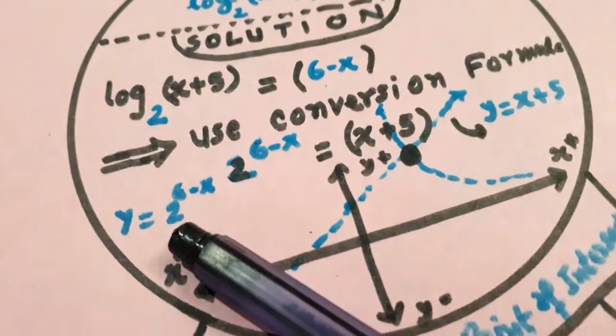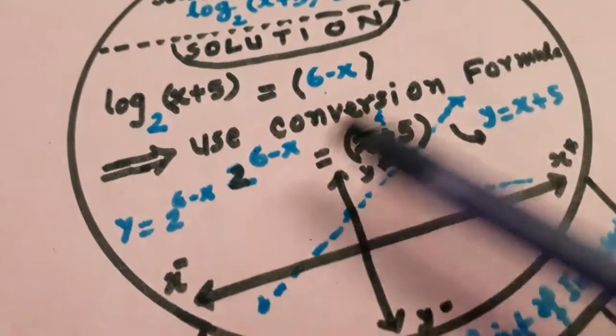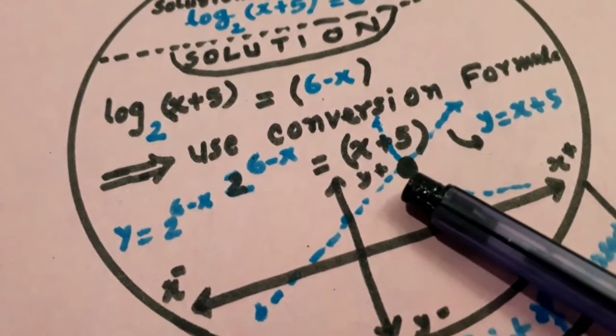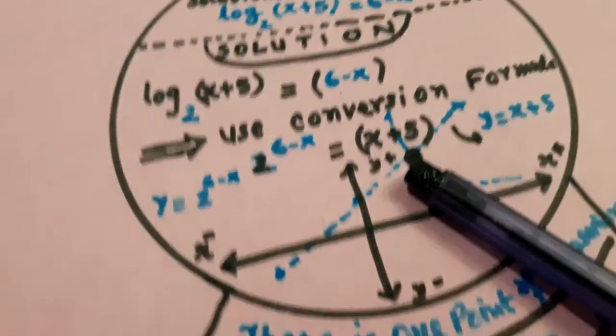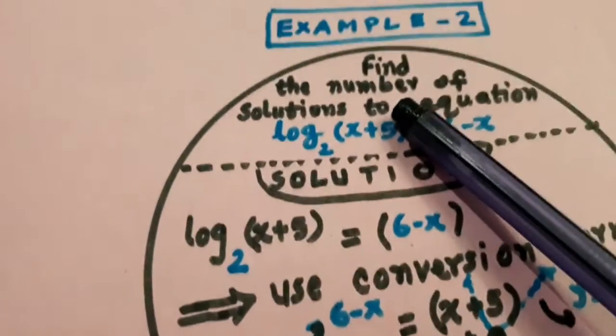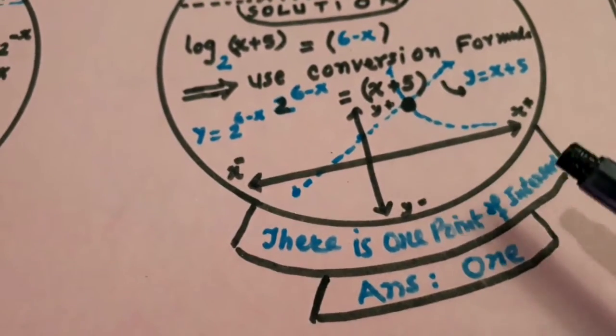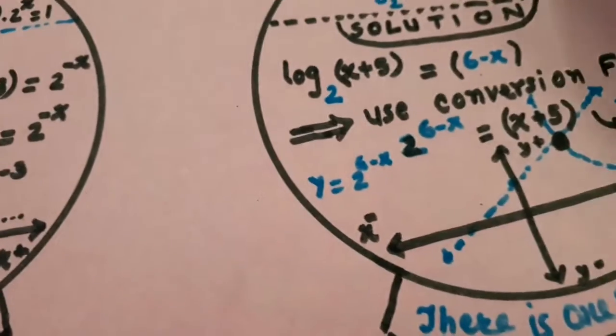And what about this? Y equal to 2 raised to power 6 minus x. This is the curve. It is intersecting at one point. So there will be one solution. We were to find the number of solutions, so there is one solution. So the answer is 1. Now let us go to the next example.